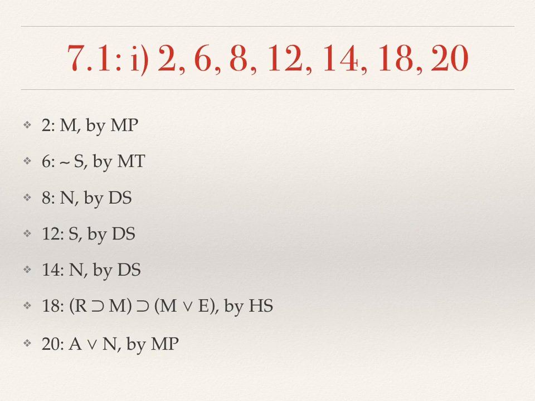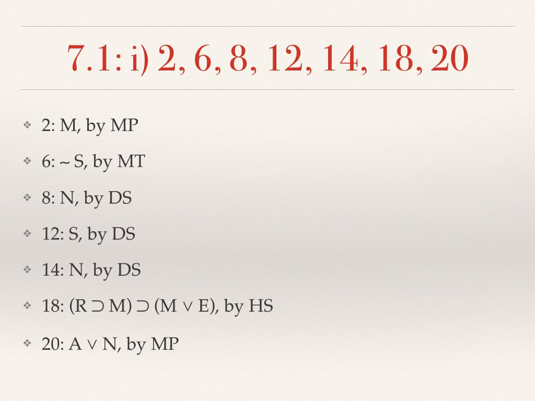And the last one for this section is number 20. The first premise was A or W implies N implies Q. Second premise was Q implies G. Third premise was not A. Fourth premise was Q implies G implies A or N. And what can we conclude from this? Well, we can conclude A or N by modus ponens of steps 4 and 2. So that's it for this section.